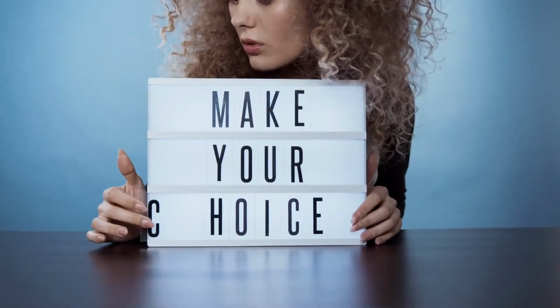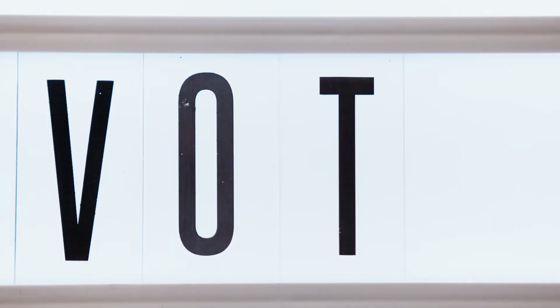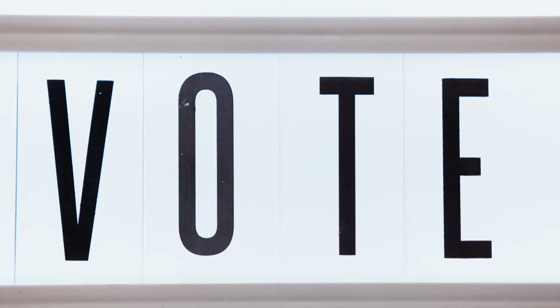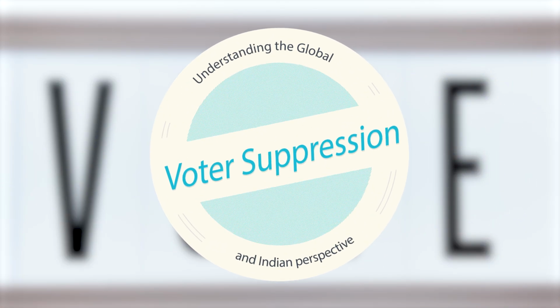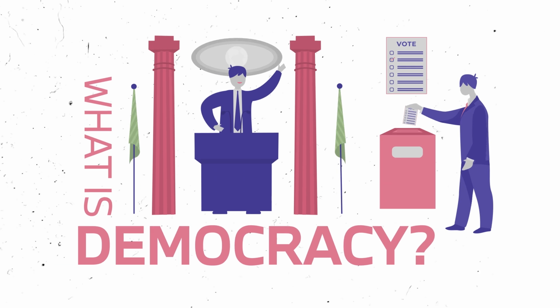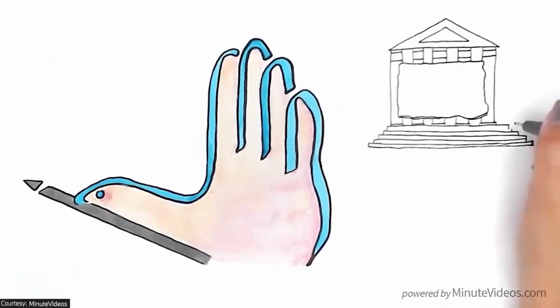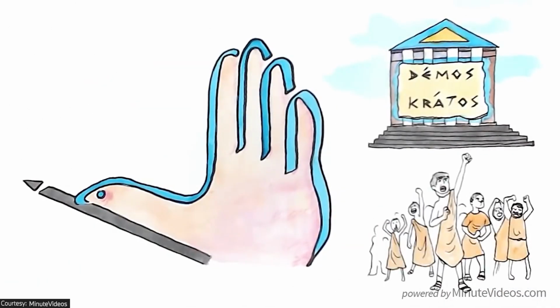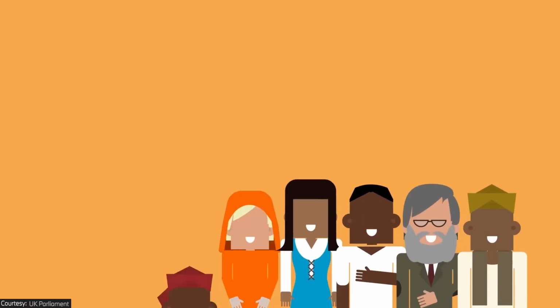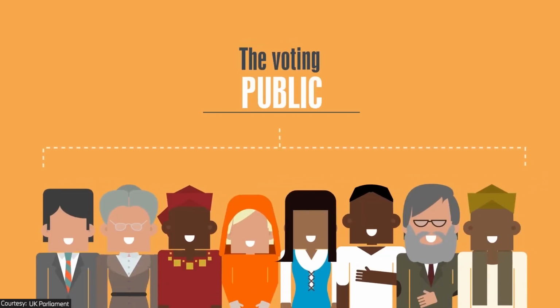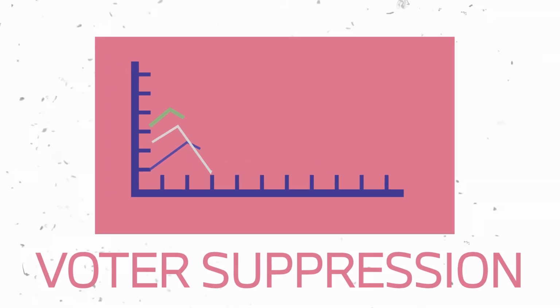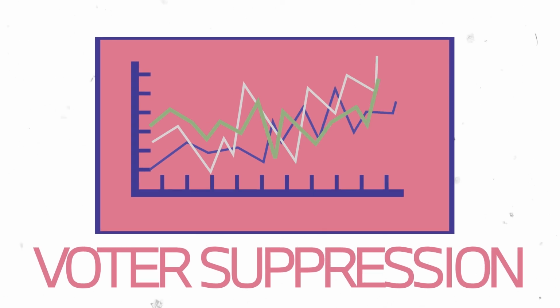Welcome to our comprehensive exploration of voter suppression, examining its implications from both global and Indian perspectives. Democracy, derived from the Greek word demokratia, meaning rule by the people, empowers citizens to govern and elect their representatives. However, this cherished system faces challenges worldwide.